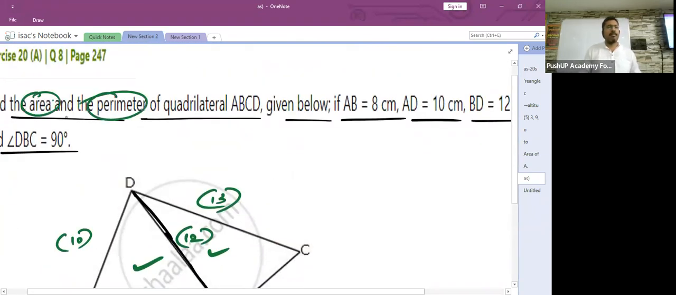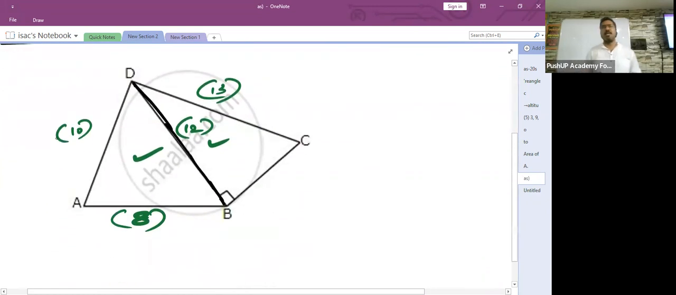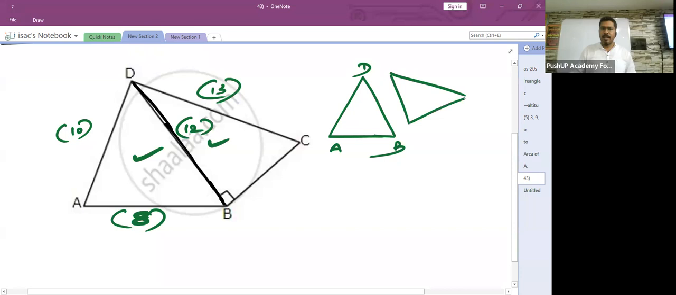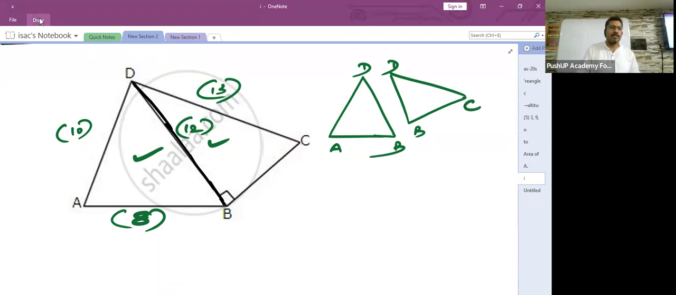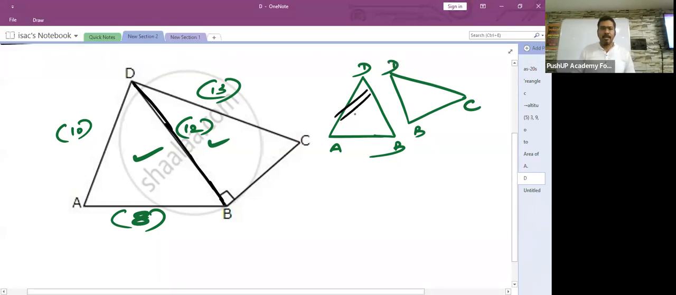The area and the perimeter of this quadrilateral. Very simple it is, children. If you want to find the area of this whole quadrilateral, what you must do? First find the area of triangle ADB. Then find the area of triangle DBC. And if you add the area of both the triangles, won't you get the area of this whole quadrilateral ABCD? Does that make sense, children?